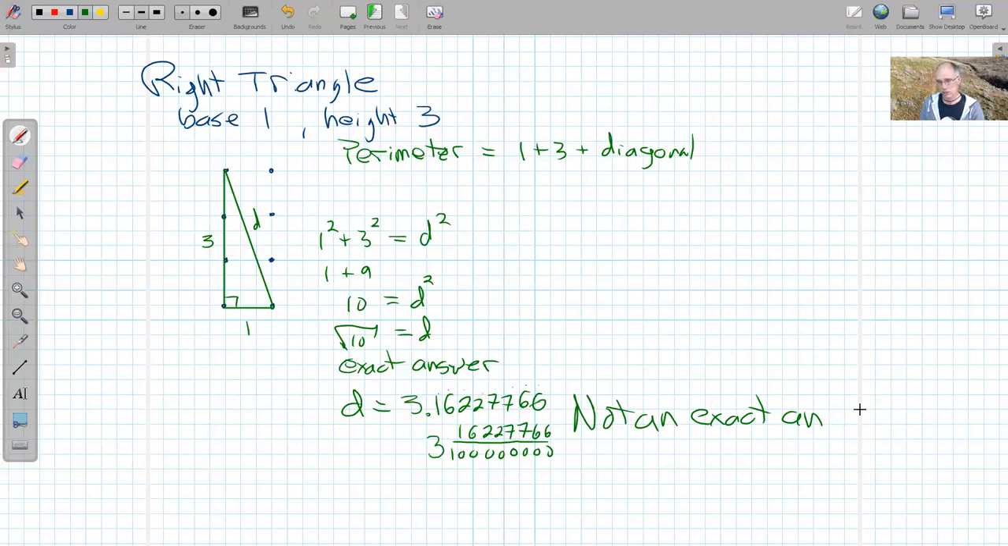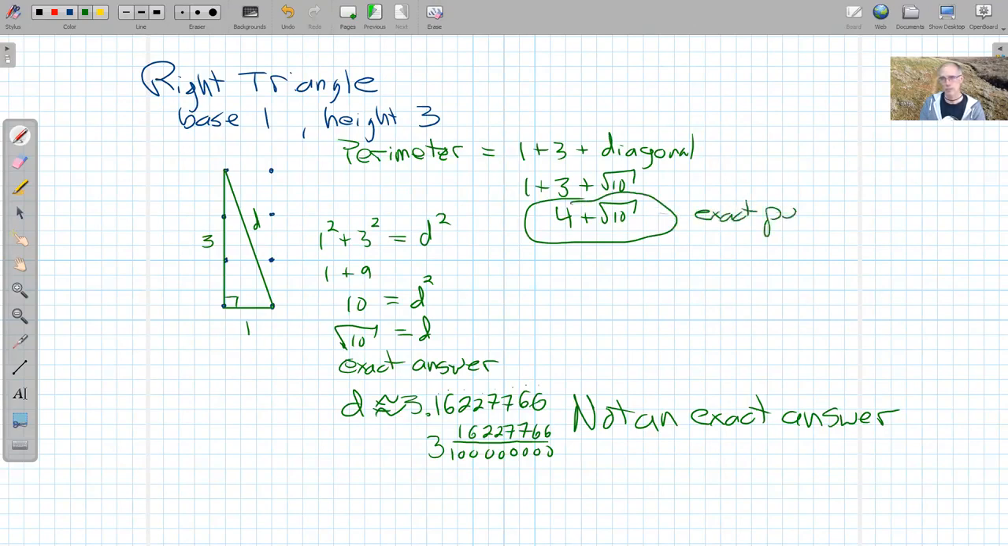No matter how many decimal places I go, it's an approximation. So the best I can say is it's not equal, it's approximate. And I would like you to find exact answers. So as far as the diagonal here, I now know that that's the square root of 10, so the perimeter is 1 plus 3 plus the square root of 10. Well, 1 plus 3, that's easy, that's 4. But there's really not much I can do about the square root of 10, so this is the only way to write the exact answer. That is the exact perimeter. So I want you to come up with the exact perimeter. So generally, 2 of the numbers we can add, and 1 of the numbers we can't.